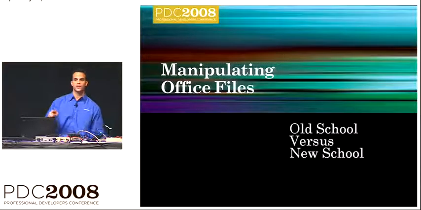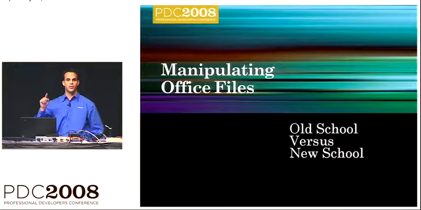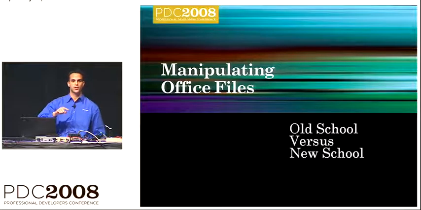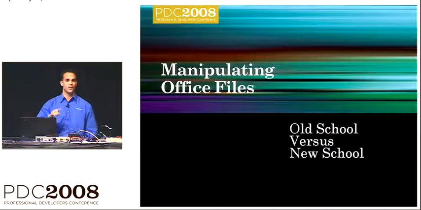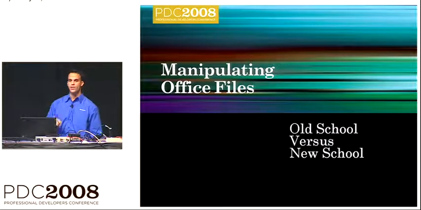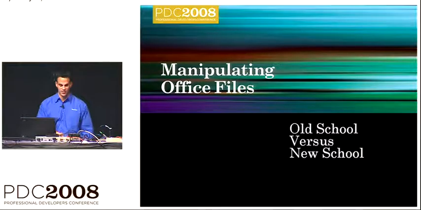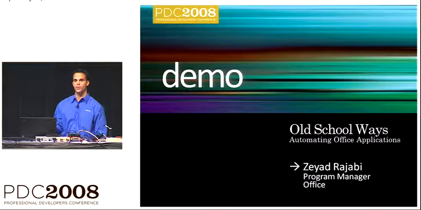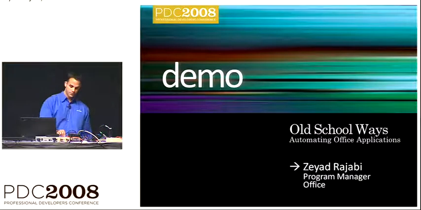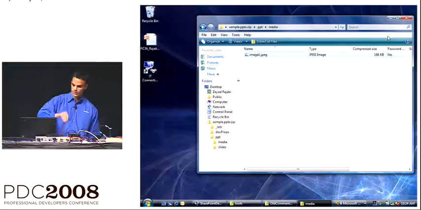All right, so in the beginning of my talk, I talked about comparing automating Office applications versus using the SDK. And I'm going to refer to these as the old school way and the new school way. So how many of you have actually tried automating the Office applications to create an Office document solution? Right. There's quite a few of you. So this little demo that I'm going to show you is going to be quite familiar to you. So let me just switch over to this machine.